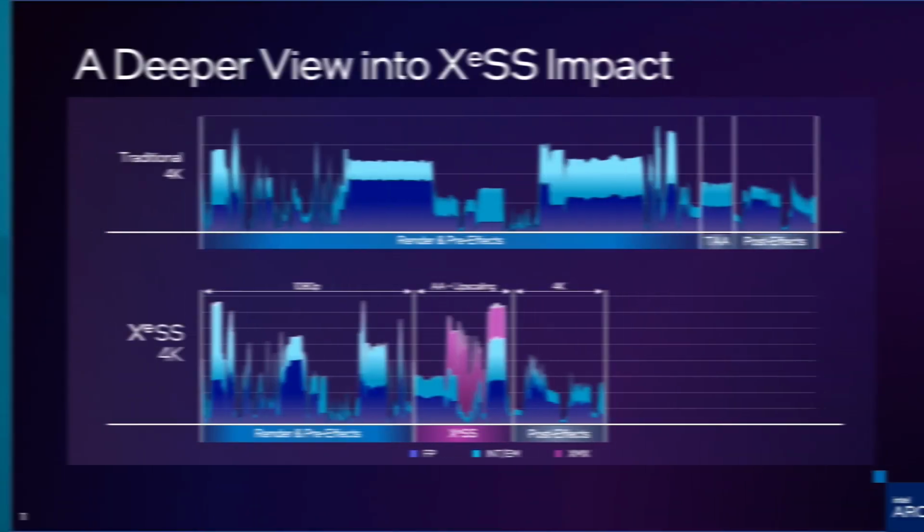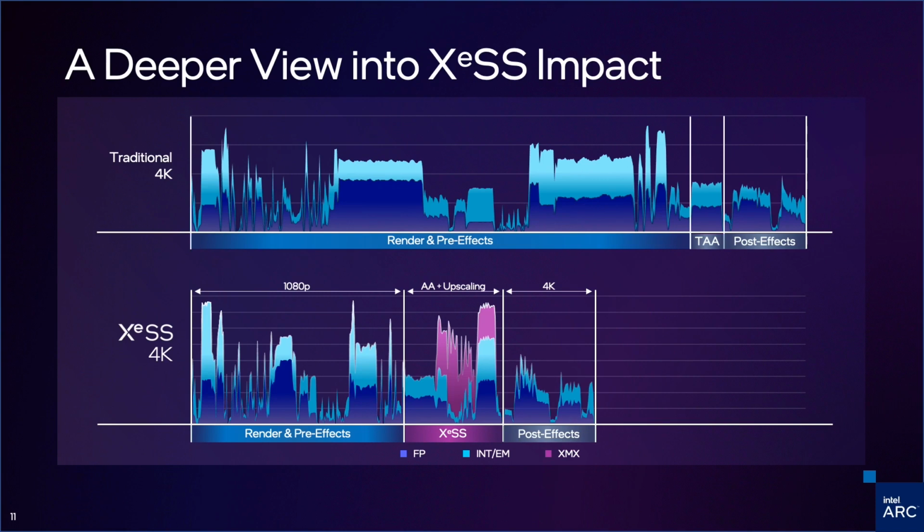To better understand where the performance uplift with XeSS is coming from, let's look at a visualization of what's happening inside a 4K rendered frame in a game title with and without XeSS. The dark blue is floating point, and the light blue is integer and other types of instructions. In traditional 4K, most of the time is spent on render and effects that precede TAA. And this is obviously where we have the biggest opportunity to optimize performance.